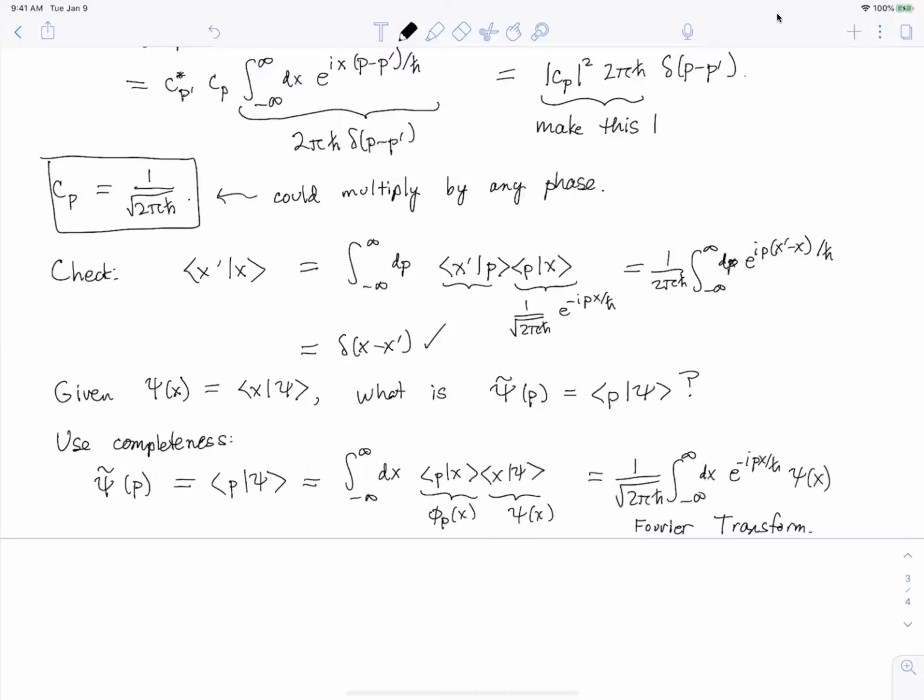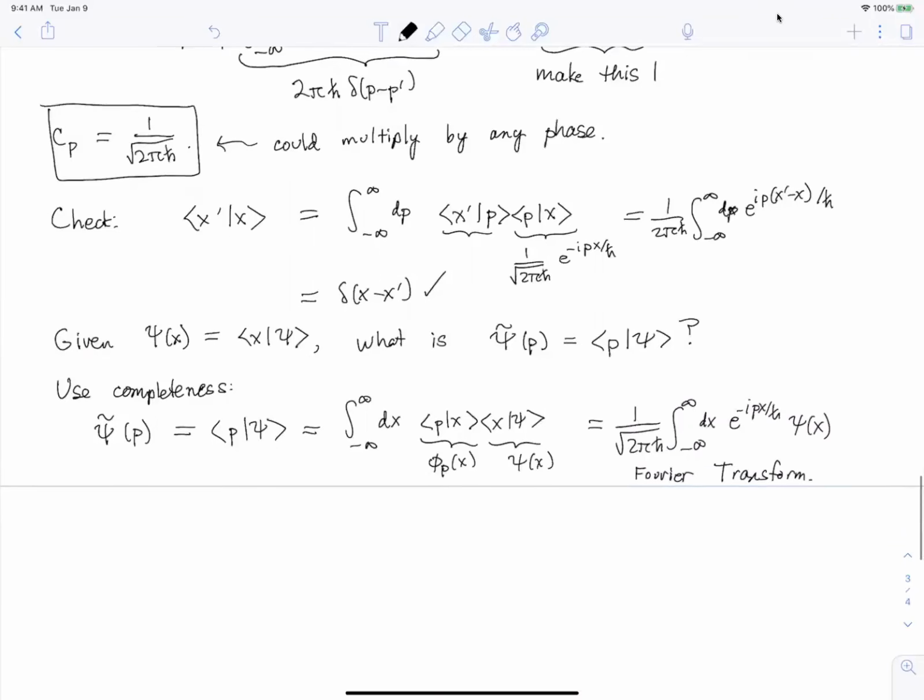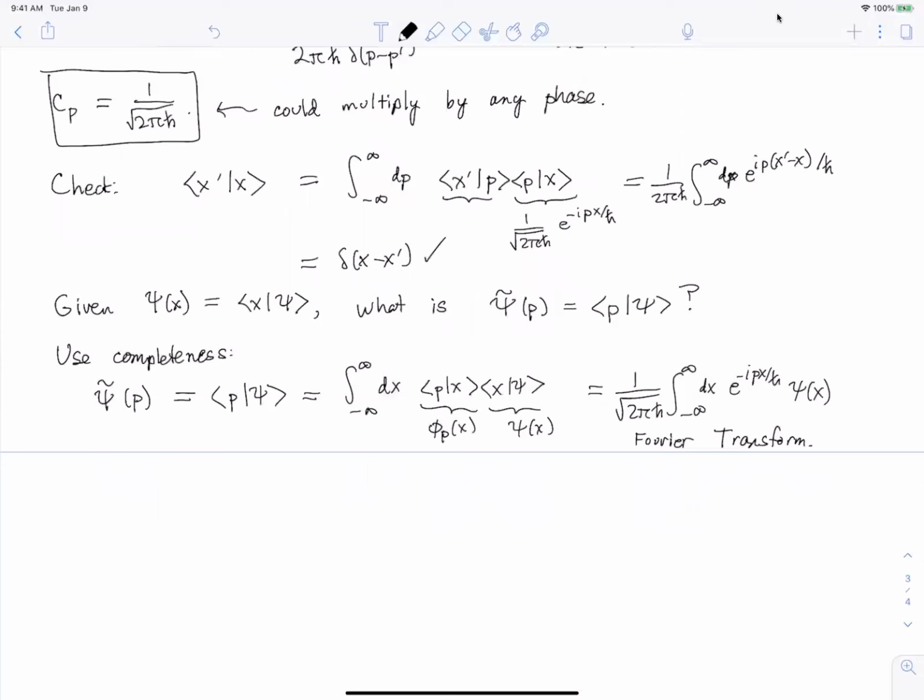So that's saying the answer to the question of how you get the momentum wave function given the position wave function: you take the Fourier transform, where our physics definition of the Fourier transform involves these h bars in strategic places. Conversely, you could ask the opposite question.